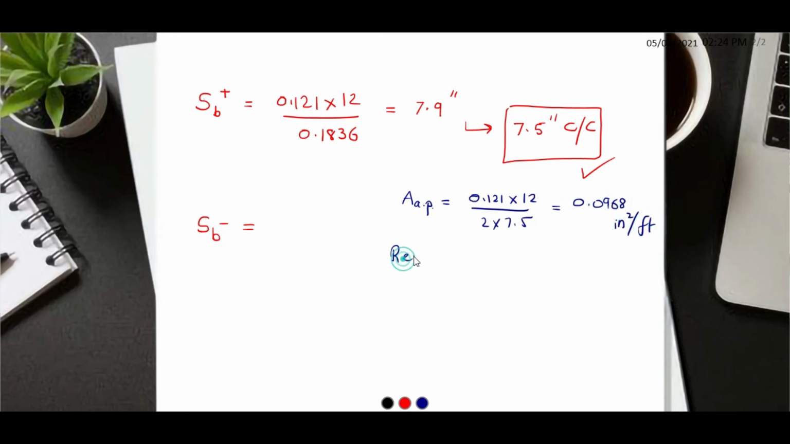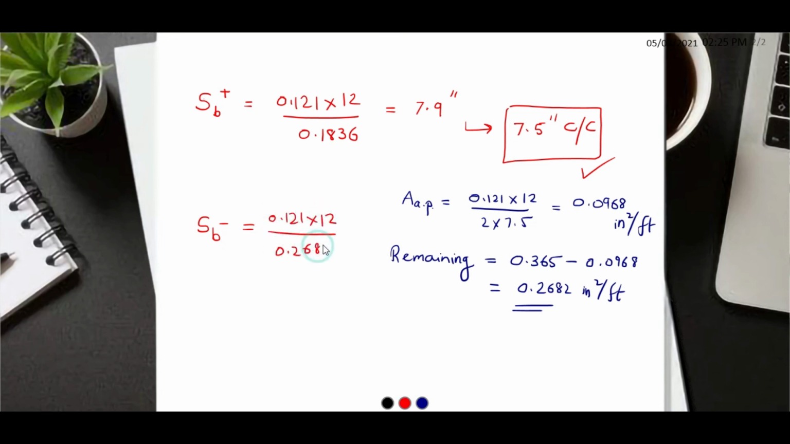So the remaining or extra area of steel to be provided is 0.365 minus 0.0968, which comes out to be 0.2682 inch square per feet. So this much we need to provide. So spacing will be 0.121 times 12 over 0.2682. This comes out to be 5.41 inches. So provide 5 inches simply center to center.